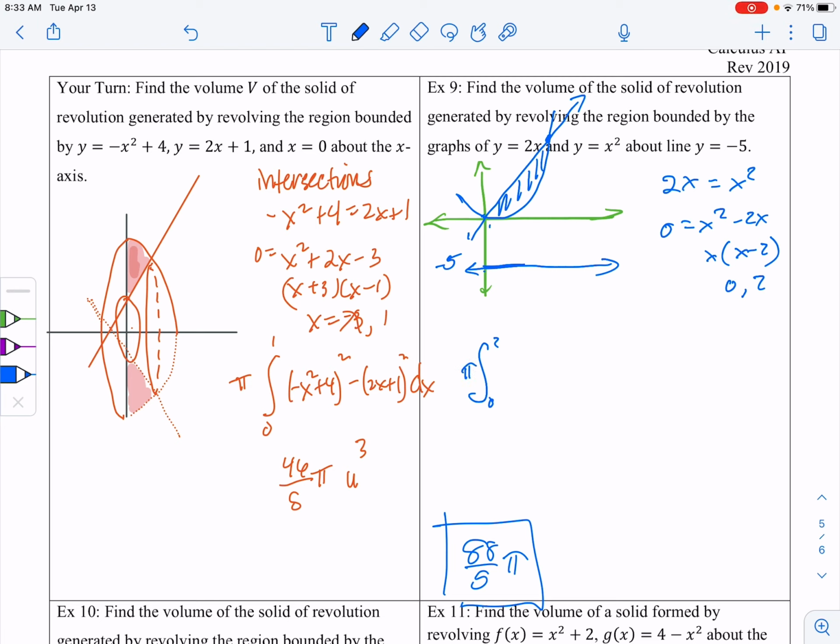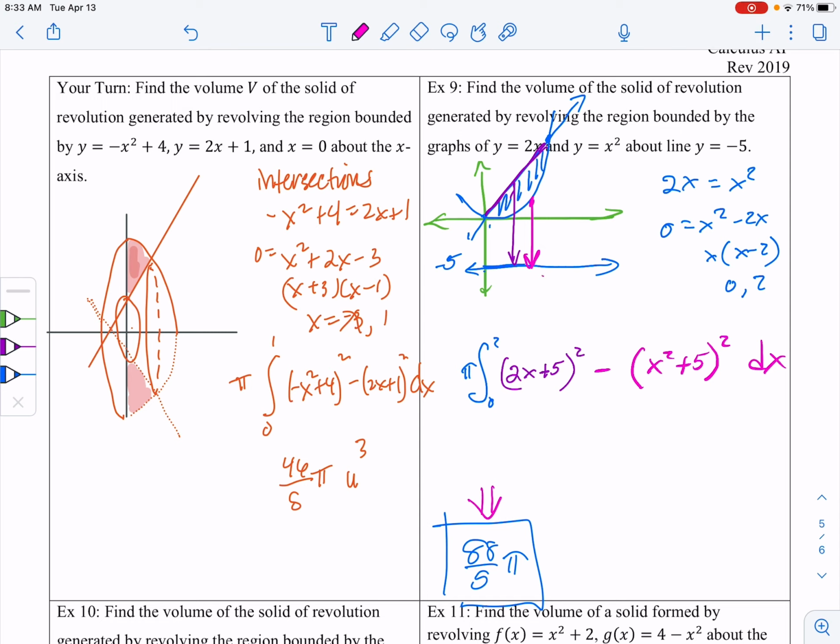You have a pi on the outside. My big R goes from here to here, so it's 2x minus negative 5, squared. And my little r, no, we need a new color. Hang on. My little r goes from here to here, so you're subtracting x squared minus negative 5, squared. Always top minus bottom. Always. And then you put that in your calculator, and this is what I got for an answer.